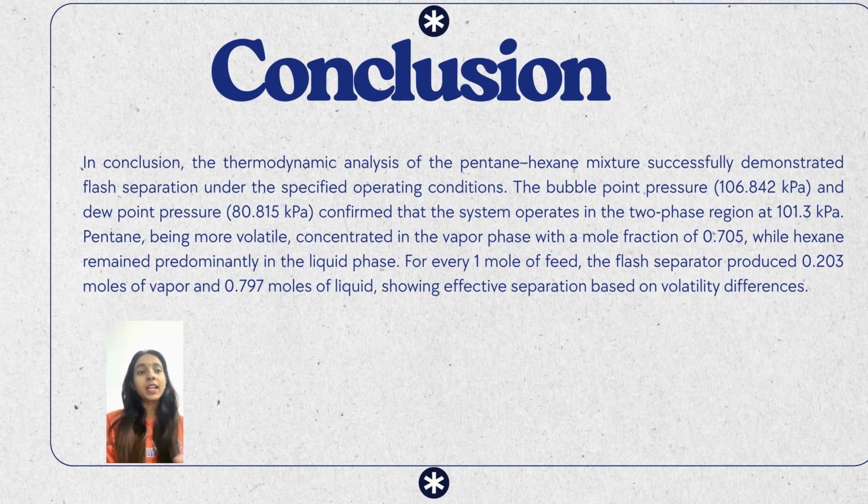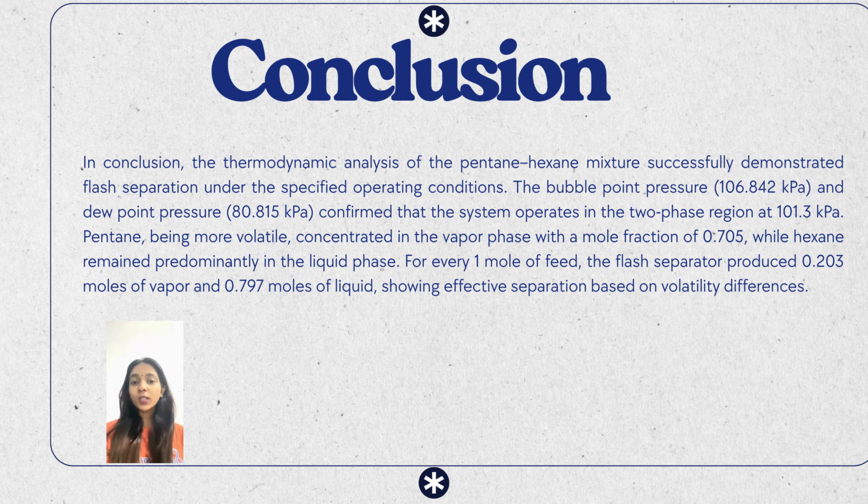Finally, the thermodynamic analysis of this pentane and hexane binary mixture successfully demonstrated the principles of flash separation under the specified operating conditions. By assuming ideal solution behavior and applying Raoult's law, we were able to analyze the phase equilibrium of the system. At 50 degrees Celsius, the calculated bubble point pressure of 106.842 kPa and dew point pressure of 80.815 kPa confirm that the system lies within the two-phase region at 101.3 kPa, meaning both vapor and liquid phases are formed. From the results, we can clearly observe the effect of relative volatility.